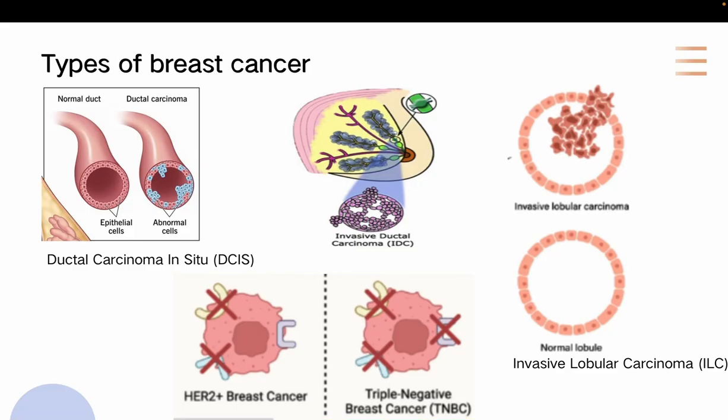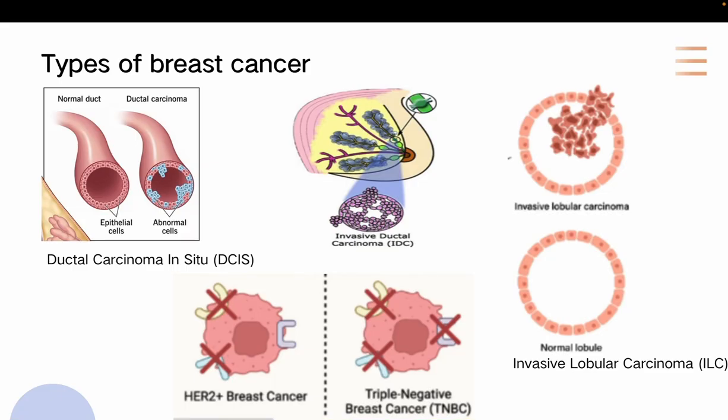Ductal carcinoma in situ, a non-invasive cancer where abnormal cells are found in the lining of the ducts. While not life-threatening, it can increase the risk of developing invasive breast cancer in the future.